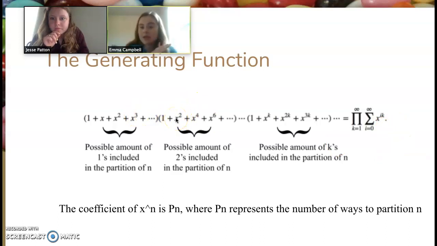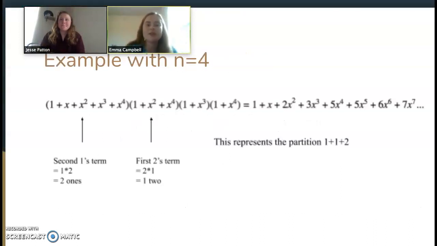And then you multiply all of those together to follow the basic counting principle, because each of these terms is an independent way to partition n. So when we multiply them all together and expand that polynomial, the coefficient in front of the x to the nth term, where n is the number you're trying to partition, is the number of ways to partition n. So if we look at an example, it might make a little bit more sense.